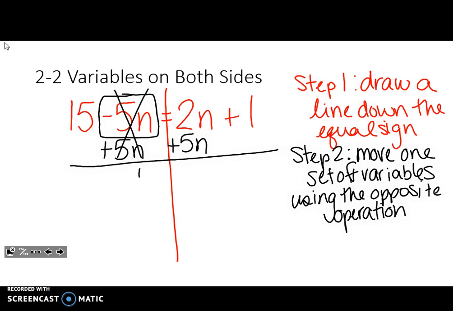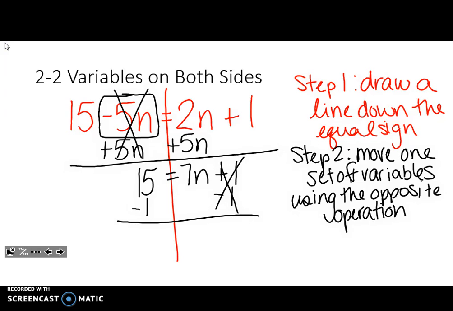Those cancel, leaving me with 15 equals 2n plus 5n is 7n. And then I'm going to bring down the +1. Now it's just a two-step equation. We move the number away from the variable. The 1's cancel, so I have 15 minus 1, which is 14, equals 7n. And then I always divide away that number that's next to the n. So I get n equals 2.